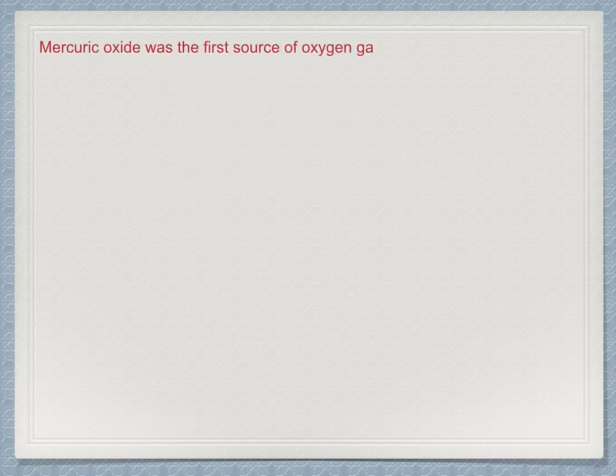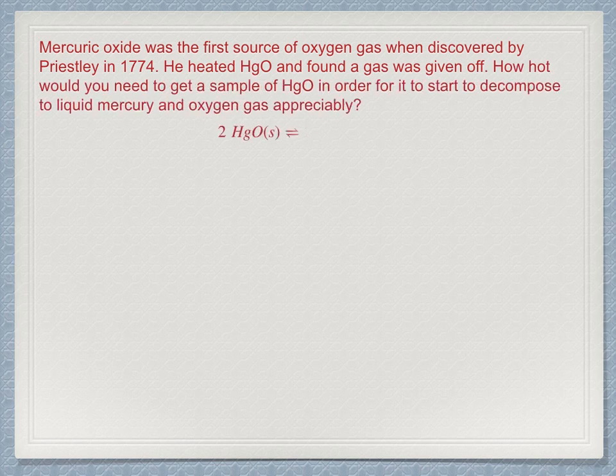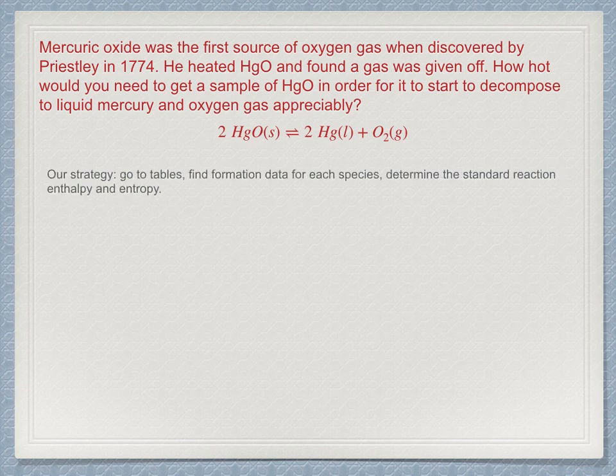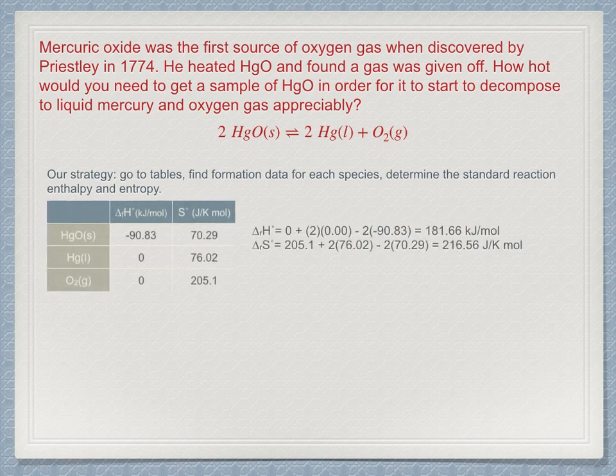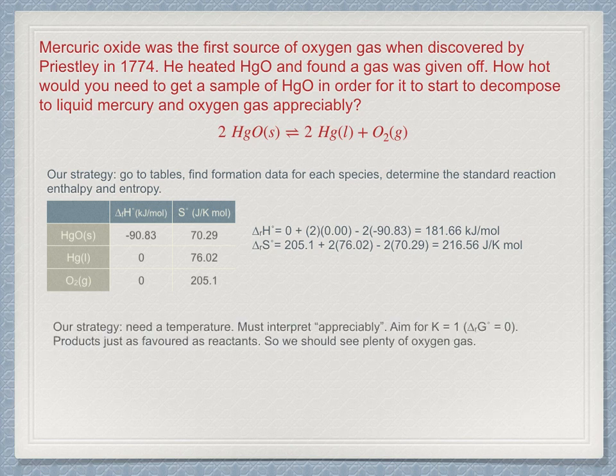The other question was about the thermal decomposition of mercuric oxide. Start with the same strategy as before. Formation data from tables, reaction data. Here's our table of data. And here's the calculations for the standard reaction enthalpy and entropy. But this time we are looking for a temperature, one wherein the reaction is producing oxygen.